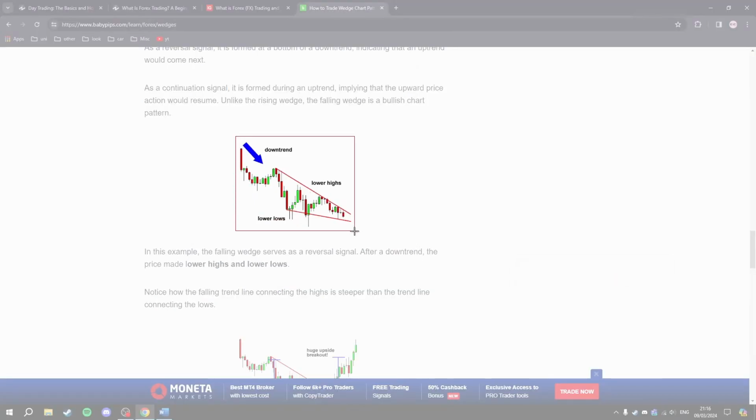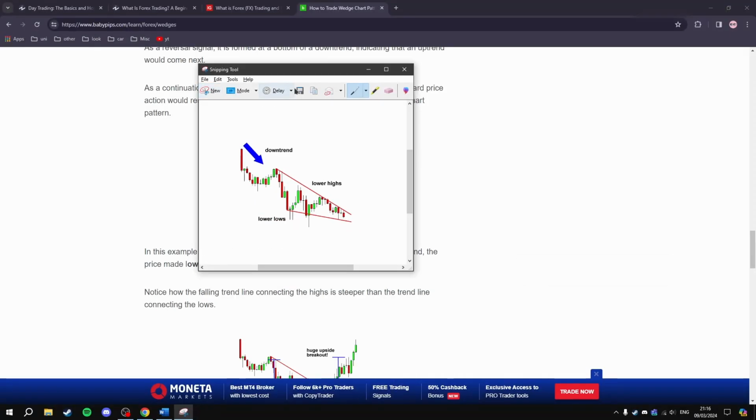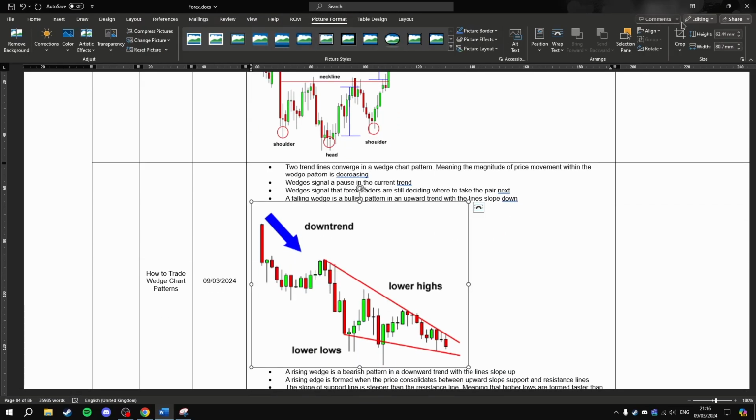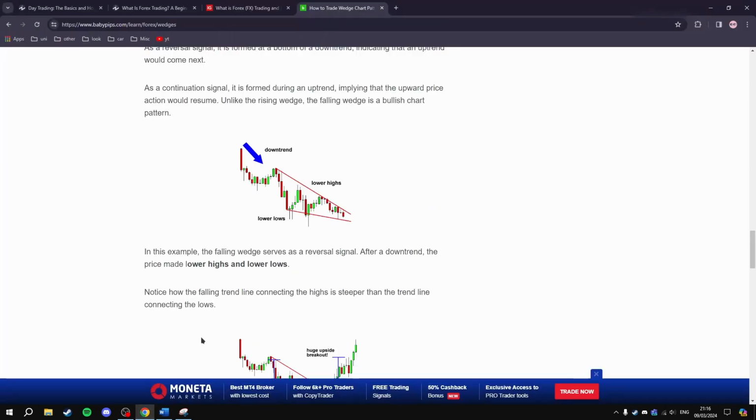In this example, the falling wedge serves as a reversal signal. After a downtrend, the price made lower highs and lower lows. So, the lower highs and lower lows.